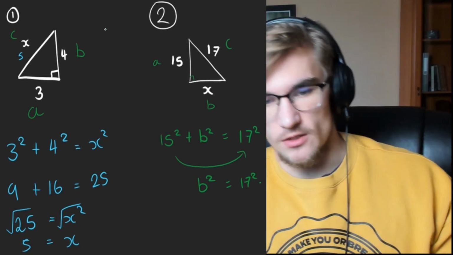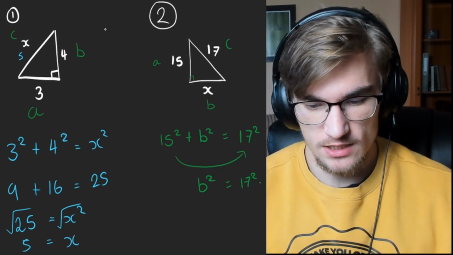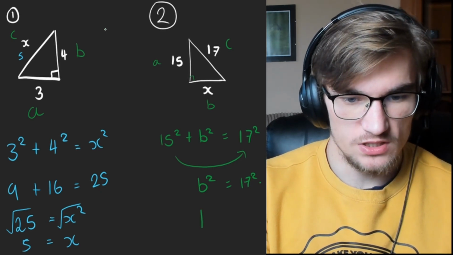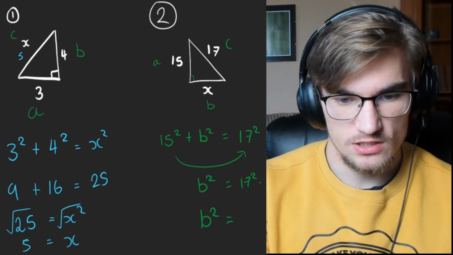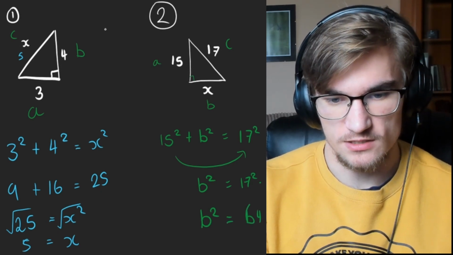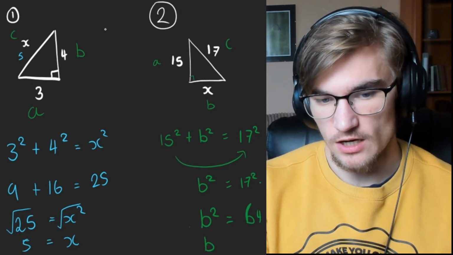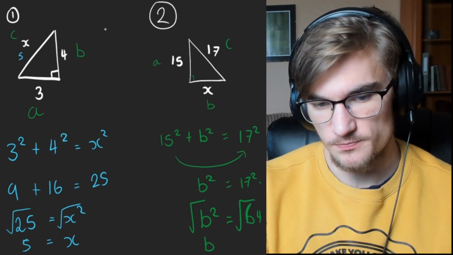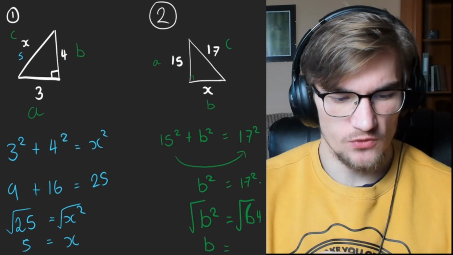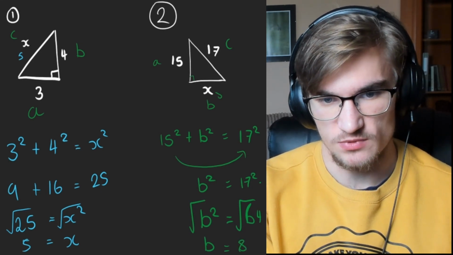So now I'll just grab my calculator. 17 squared minus 15 squared is 64. So that means that b squared must equal 64. So now to get what b is by itself, I'll just need to square root both of them, right? Because that will get rid of the square. So the square root of 64 is 8. Here we go. So x must be 8.